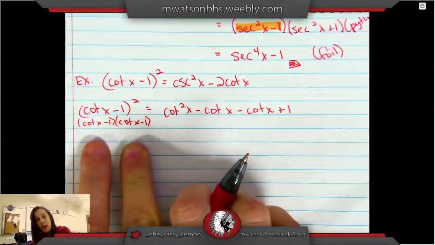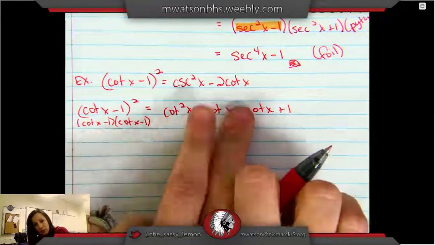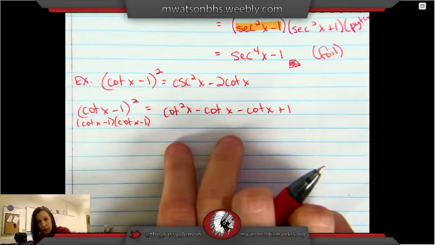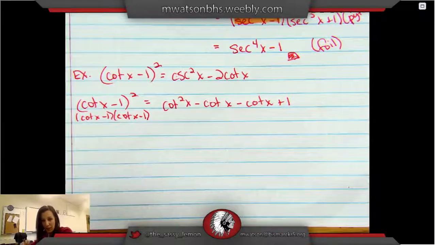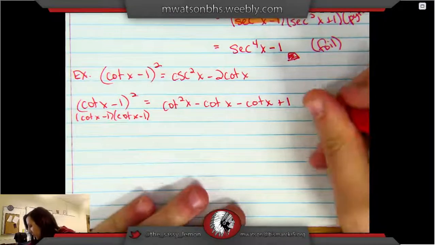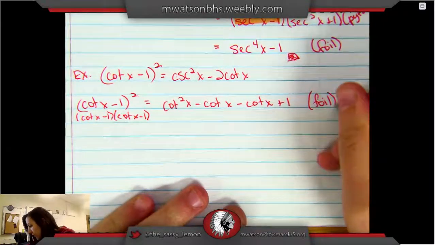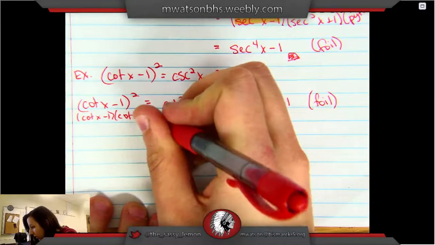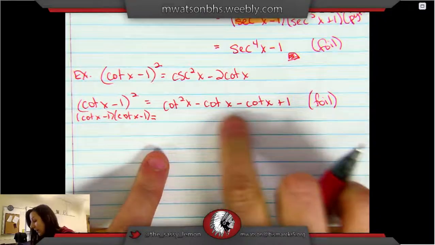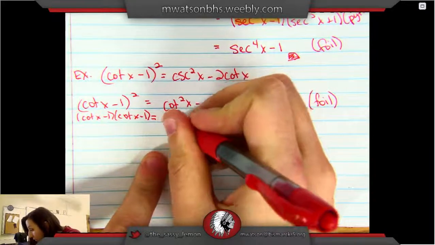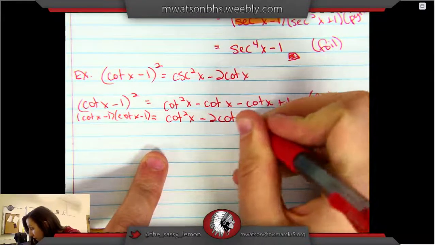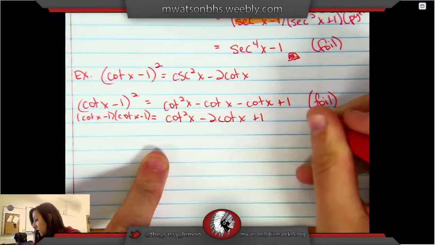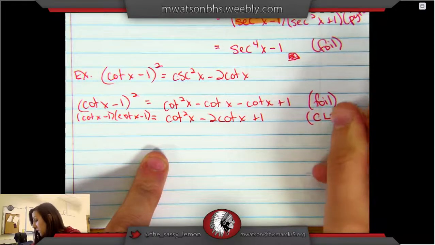If you can't do that, it's fine to write a step where you actually write them out and then multiply them. But for the sake of my notes, I didn't have room for that. So we're just going to put over here that we FOILed. Then we're going to combine like terms. So we've got cotangent squared x minus 2 cotangent x plus 1. I'm going to put combine like terms, CLT.